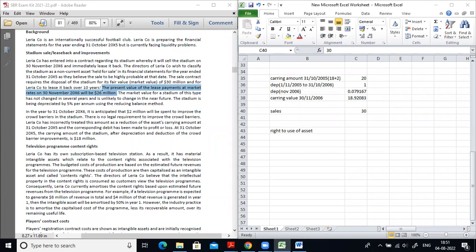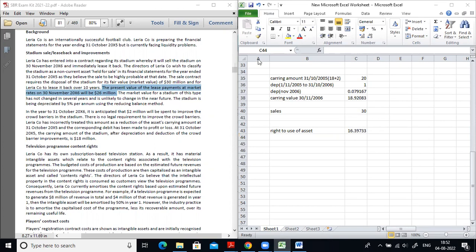See, your present value of the lease liability is 26. Now this is computed on the basis of 30. So how we got this 26 million on the basis of the sale proceeds. But we need to get right to use of asset on this particular lease, that is carrying value 18.92. So what will be right to use of asset here: 26 into 18.92 divided by 30. So we'll be getting 16.39. Is that clear?